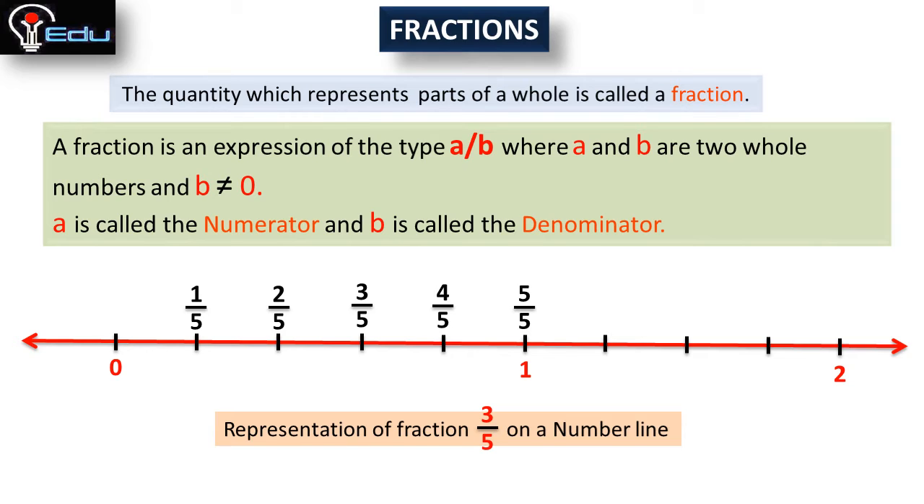In that, one fraction is 3 out of 5. So, like this we represent 3 by 5, that is 1 by 5, 2 by 5, 3 by 5. 3 by 5 means the third part of this 0 to 1. So, this is the representation of 3 out of 5 on a number line.